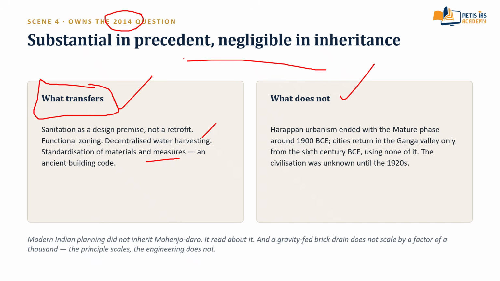The knowledge was lost, and it was lost so completely that the civilization itself was unknown until the 1920s. Every input we now speak of was recovered by archaeology within the last 100 years. So modern Indian planning did not inherit Mohenjo-daro. It read about it. Then the scale objection, which is fair and which examiners reward. Harappan cities held populations in the tens of thousands. Indian cities today hold tens of millions. A gravity fed brick drain does not scale by a factor of 1,000.